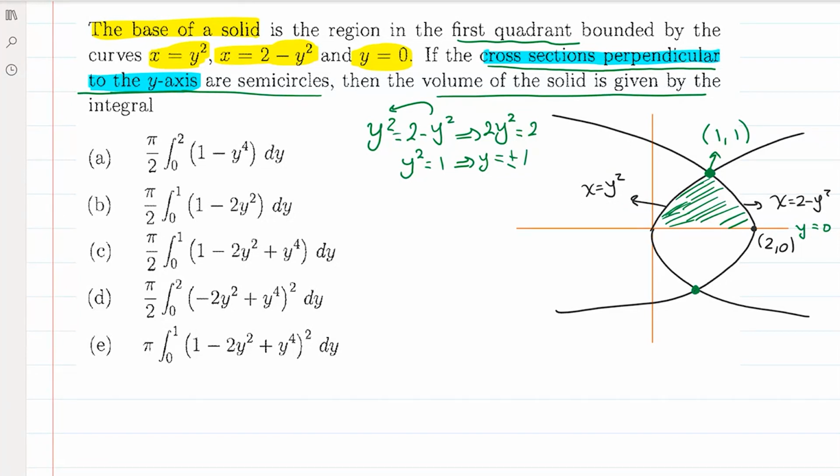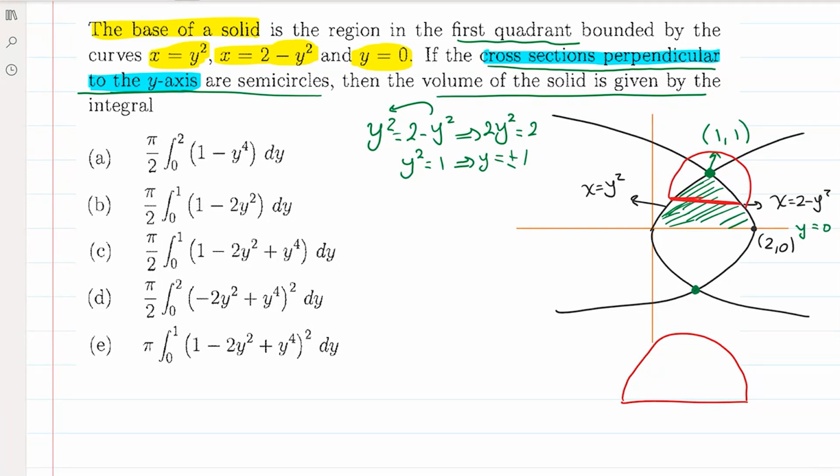Good. Now, note the following, guys. He said that the cross section, so this is the volume. For this volume, if you take any cross section here, and that cross section, he said that it will look like a semicircle, like this, okay. He said that the cross section will look like a semicircle, a half circle.